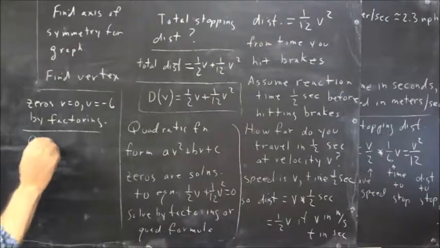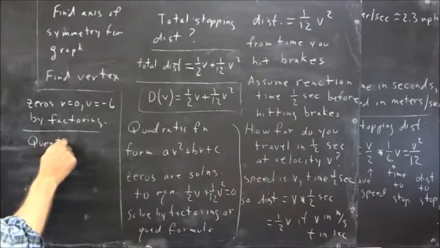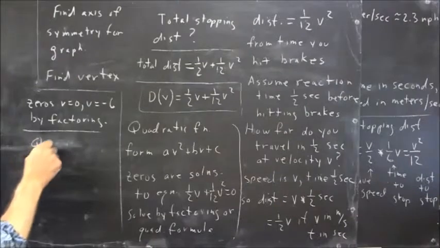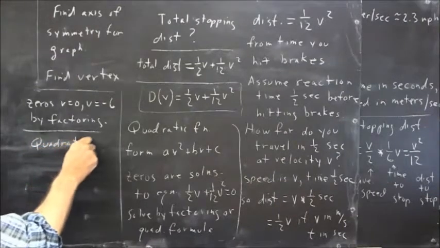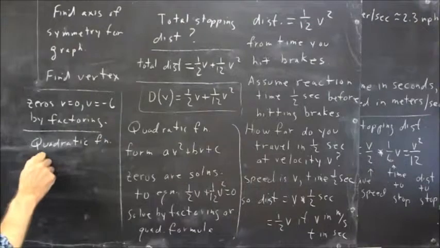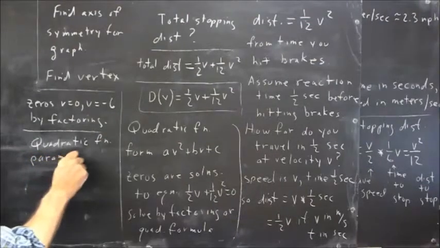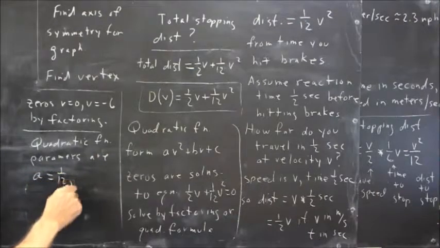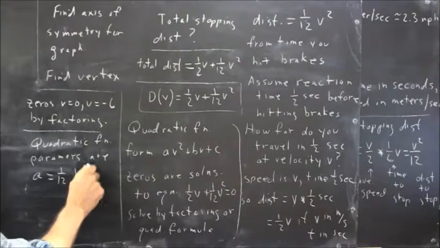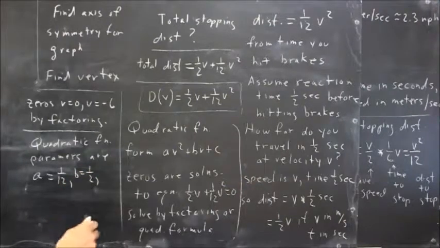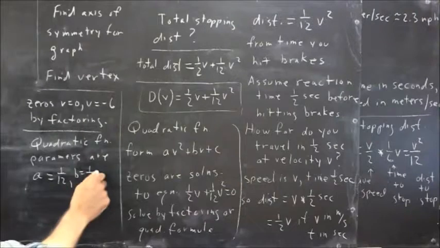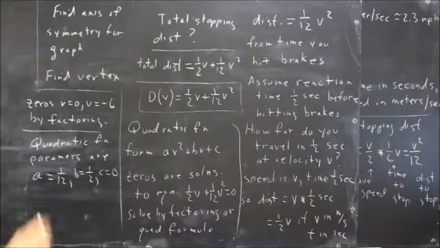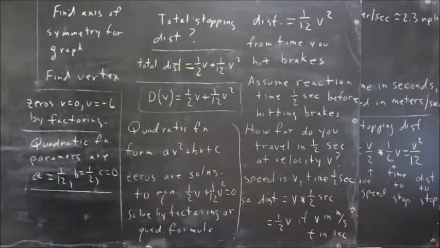Your quadratic function parameters are A equals 1/12, B equals 1/2, and I think when I did the discriminant a minute ago, I made a mistake. We get C equals 0, and from that you can find what you need to find.